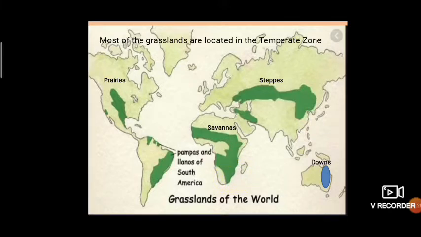So this is very important, students, because I have given the same map in your recapitulation also, where you have to fill in which continent which kind of grassland is found, whether it is prairies, savanna, steppes, downs, or pampas, or veld.